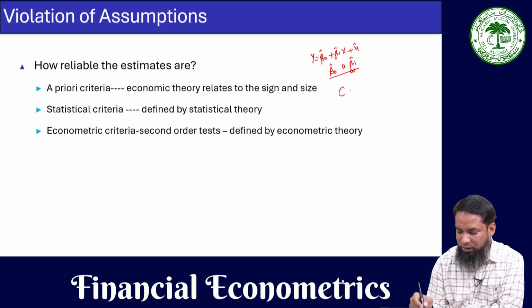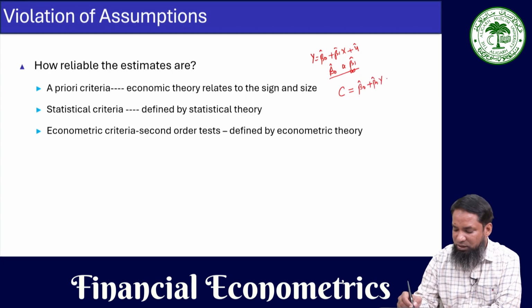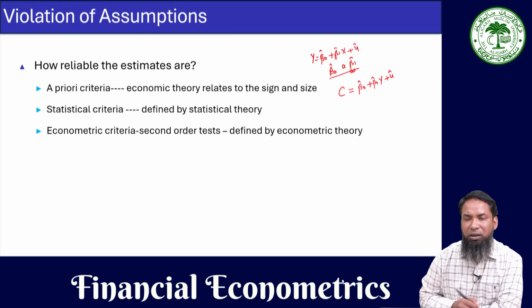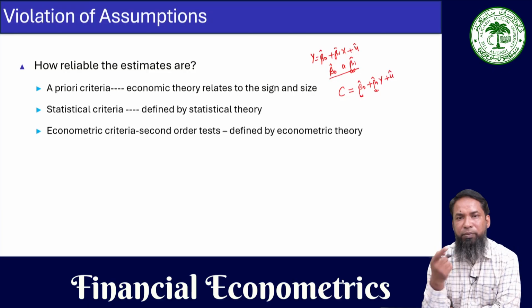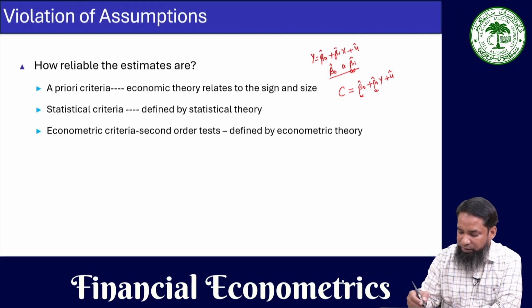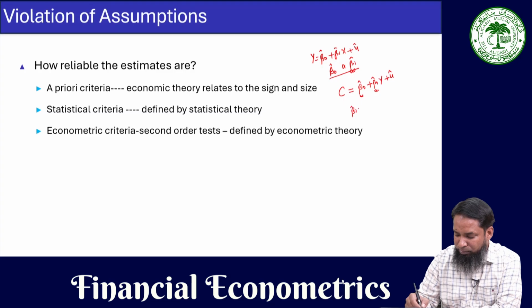Let us say we estimate beta 0 hat plus beta 1 hat income. This is the consumption function we have. Once we get the estimates of beta 0 hat and beta 1 hat, using economic theory we can make sure whether these estimates are reliable or not. From economic theory, this beta 1 hat is nothing but the marginal propensity to consume, and we know the marginal propensity to consume will lie between 0 and 1.